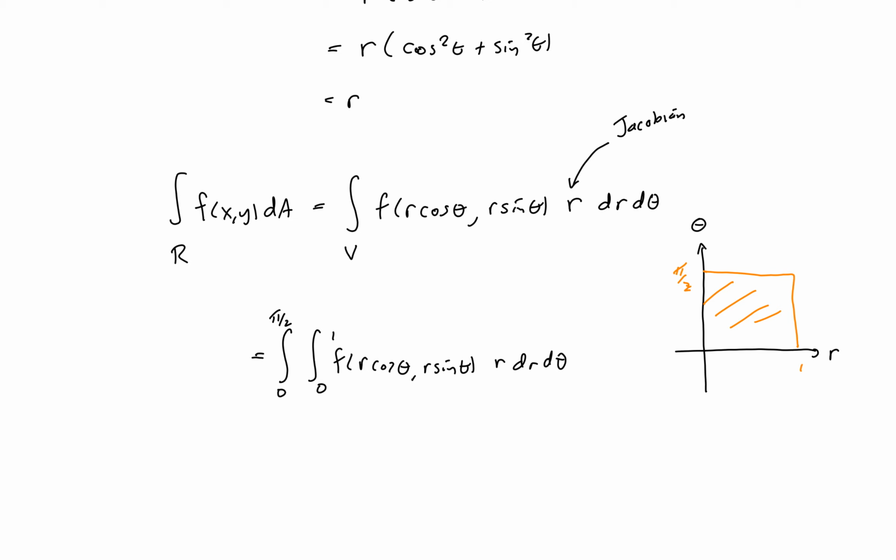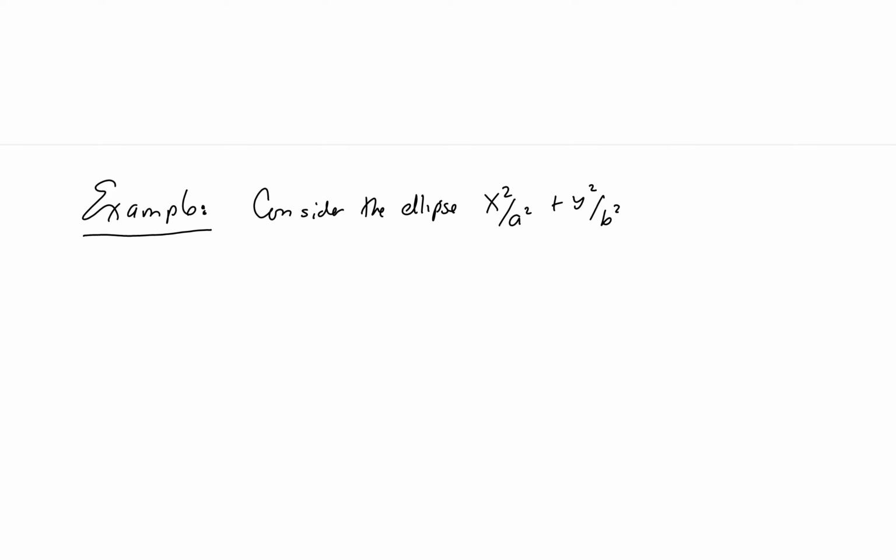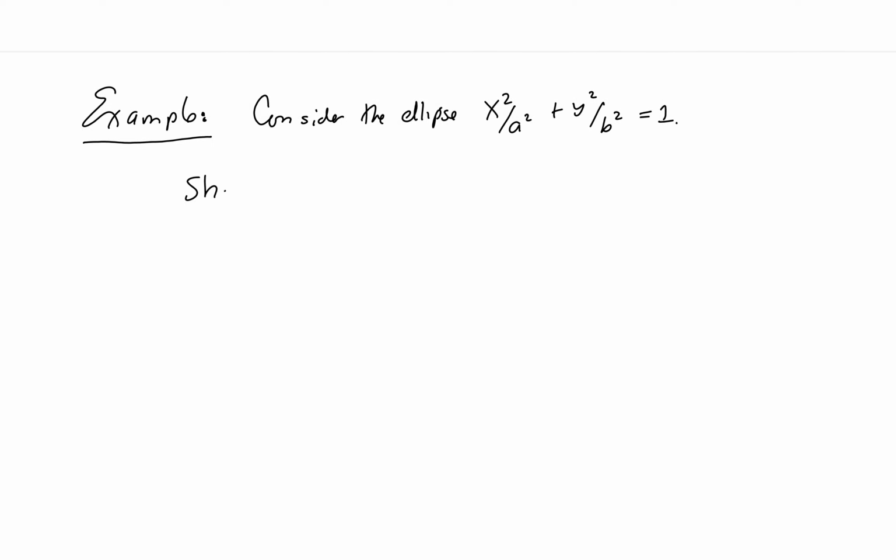So let's see another example we can do with this to recover a result we might or might not remember from geometry. So let's consider the ellipse x squared over a squared plus y squared over b squared equals 1. And let's show the area is pi a b. So like I said, this might be something we know, it might not be something we know.